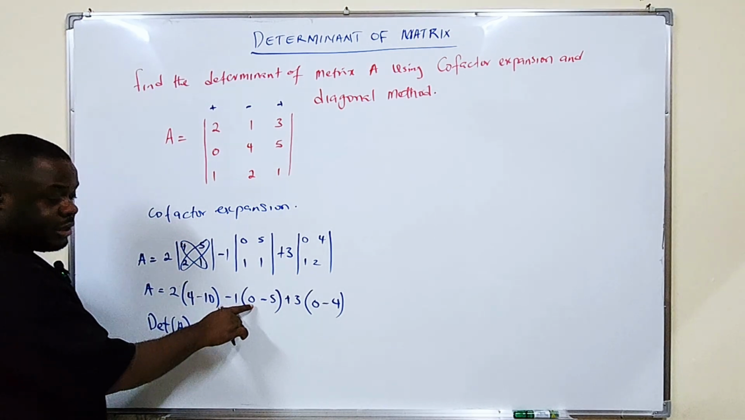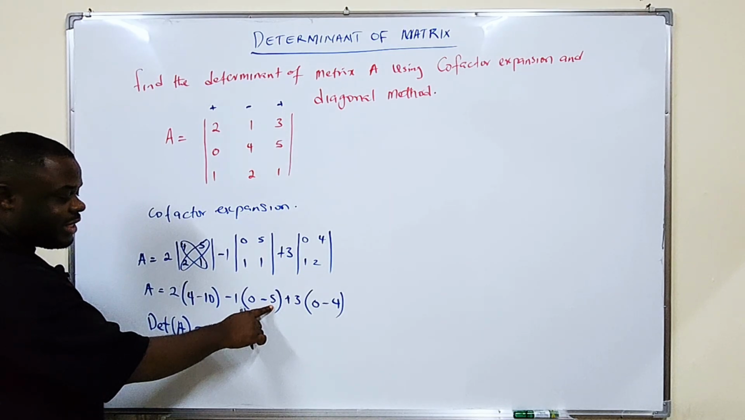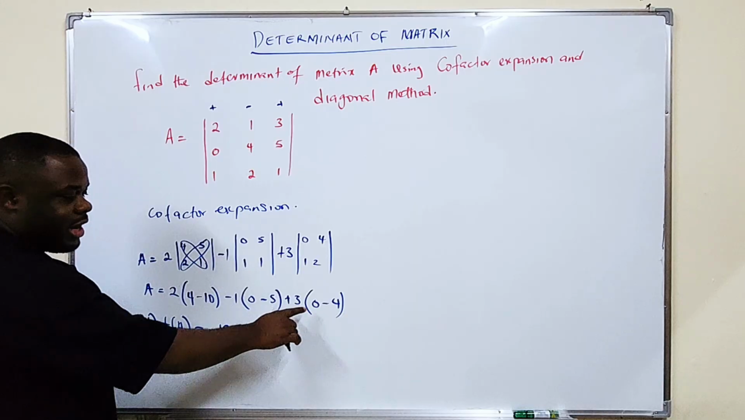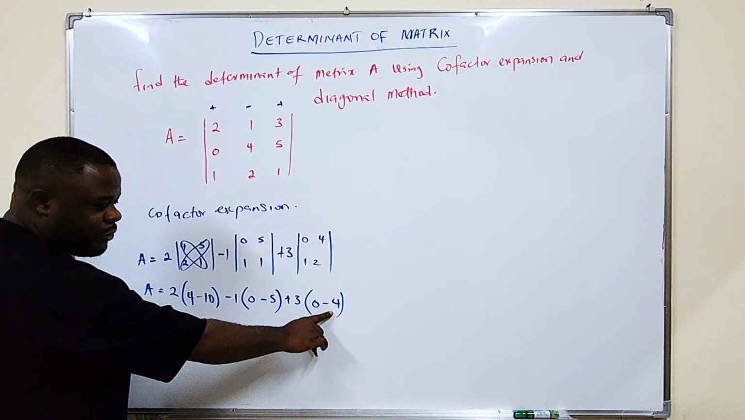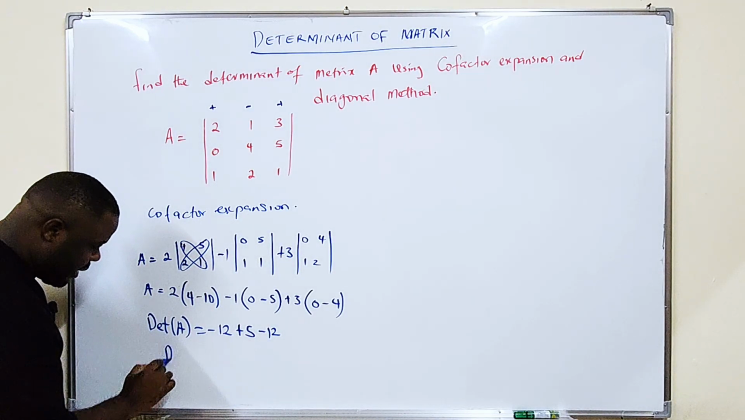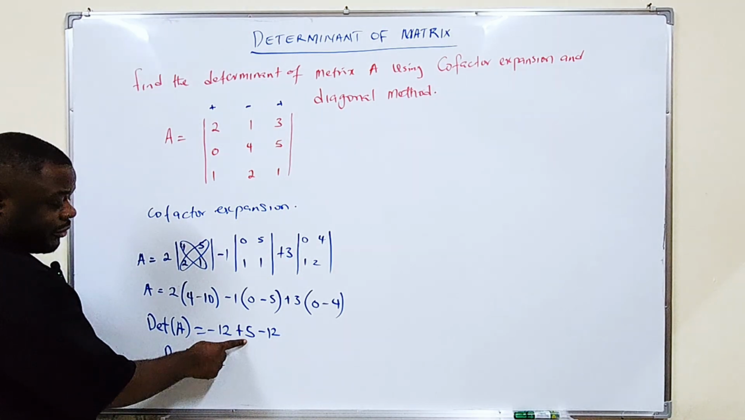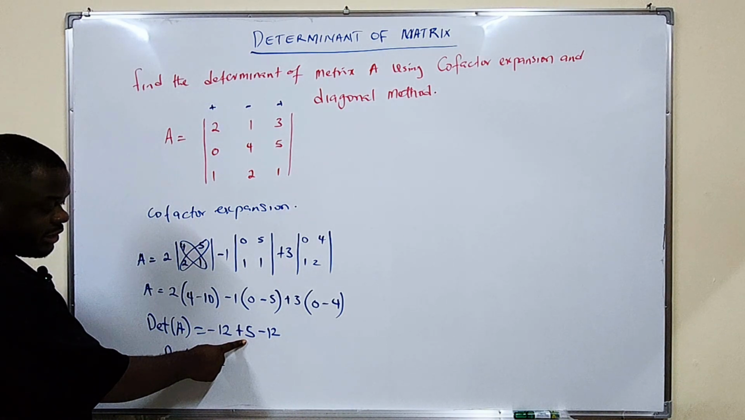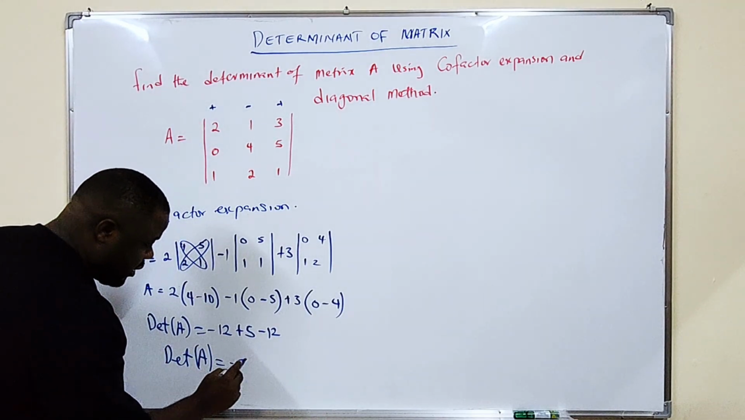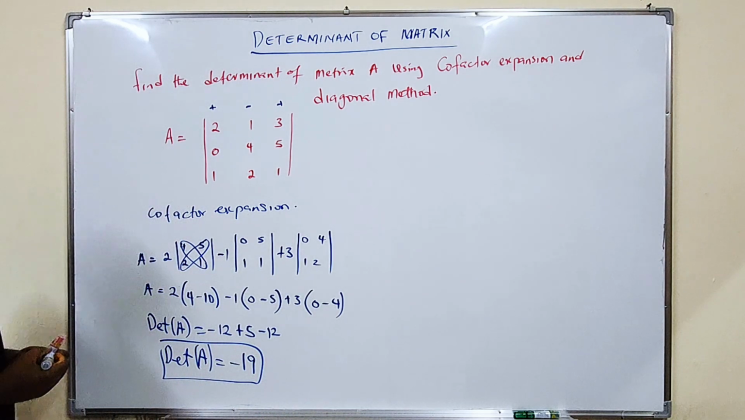Then we also come here. 0 multiplied by 0 minus 5 will give us negative 5. Negative 5 multiplied by negative 1 will give us plus 5. Now, 0 minus 4 is going to give us negative 4. Negative 4 times 0 will give us 0. So the determinant of A will now be minus 12 plus 5, which gives us negative 7. Negative 7 minus 12 will give us negative 19. So that is the determinant of this 3 by 3 matrix.